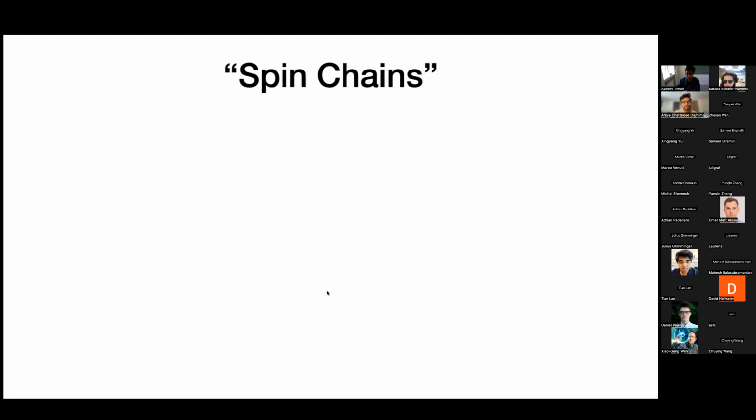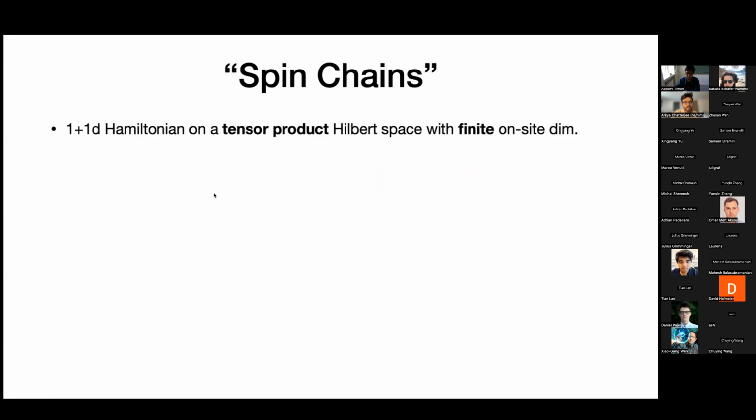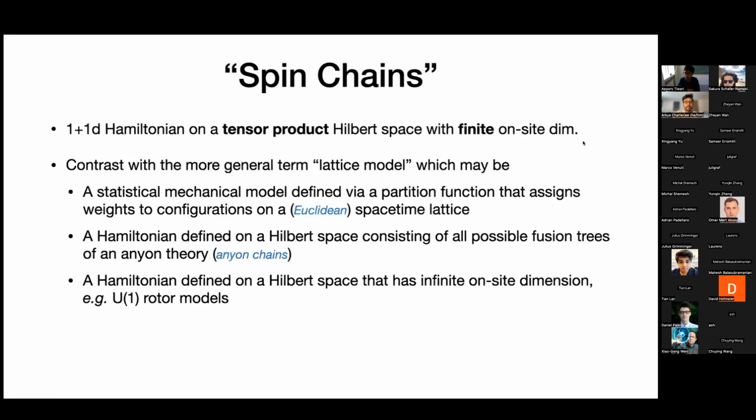With that, let me give a brief explainer of what I mean by spin chain. I really mean this big phrase: when I say spin chain, it's a 1+1D Hamiltonian defined on a Hilbert space that has a tensor product decomposition with a finite on-site dimension. So each factor of that tensor product is finite dimensional.